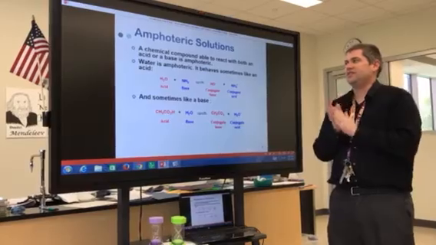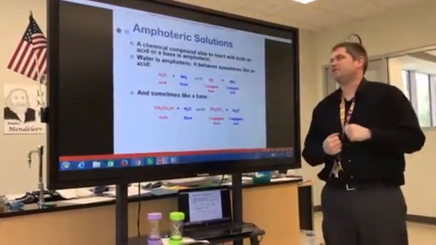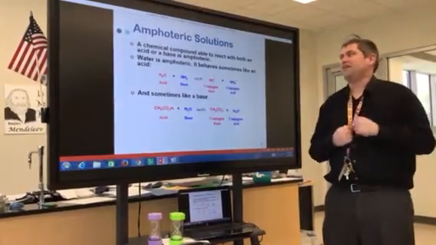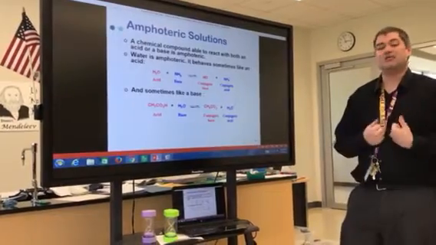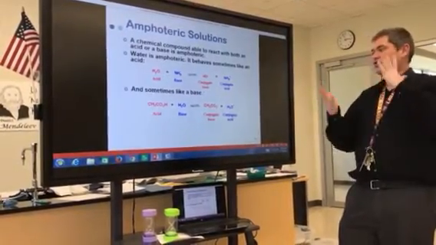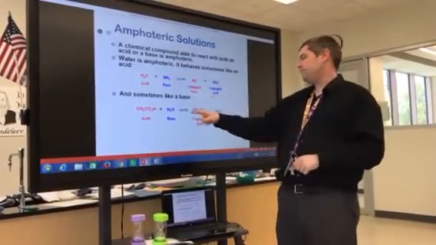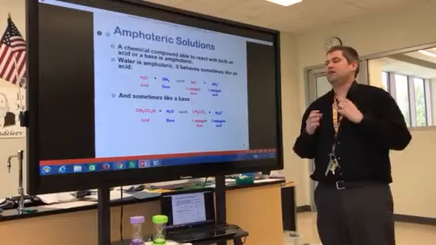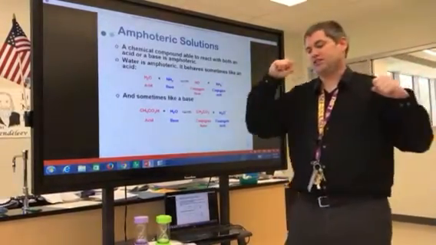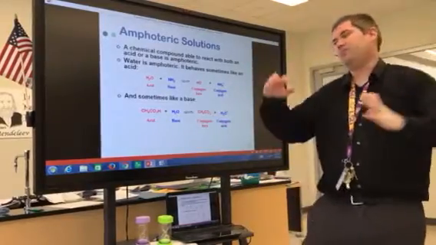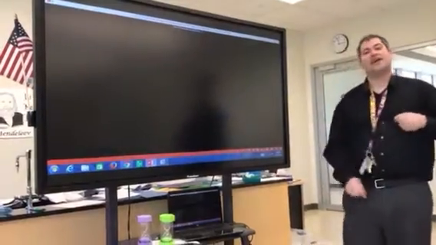Amphoteric solutions. A chemical compound able to react with both an acid and a base is amphoteric. Water is amphoteric. It behaves sometimes like an acid and sometimes like a base. So it's interchangeable. You see here how this can represent the acid or the base, depending on what you have with it. If you have an acid with it, it counts as the base. If you have a base with it, it will be the acid. And that is the end.